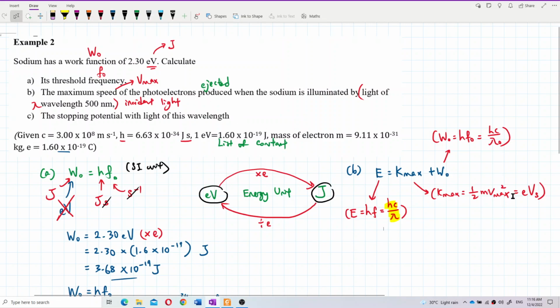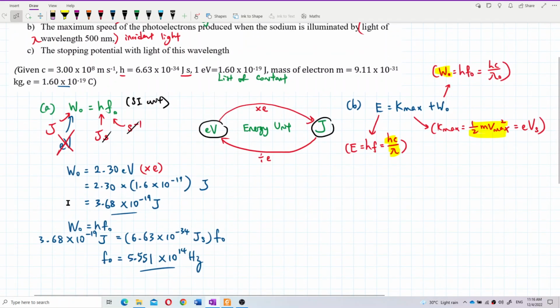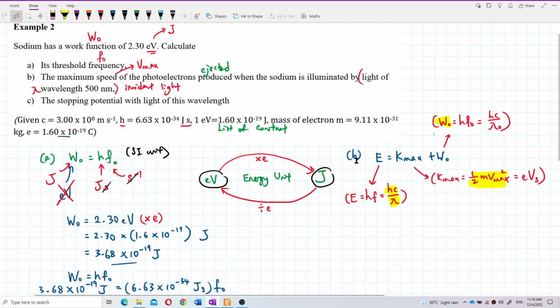And then I want to find Vmax, isn't it? So I substitute the Kmax with half mv squared. And then for the work function, I just use this, because I already have the work function. Okay, work function. So what is the unit I should put?